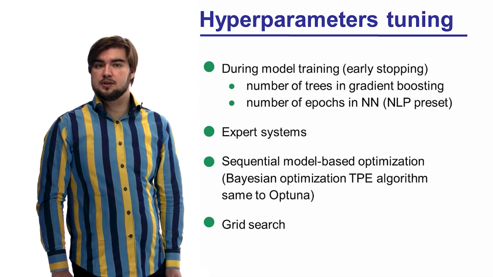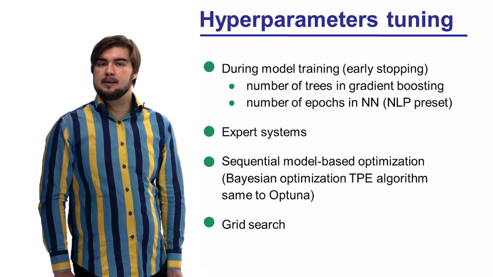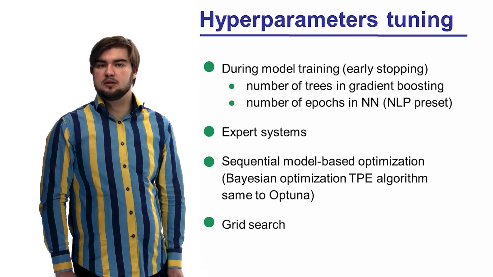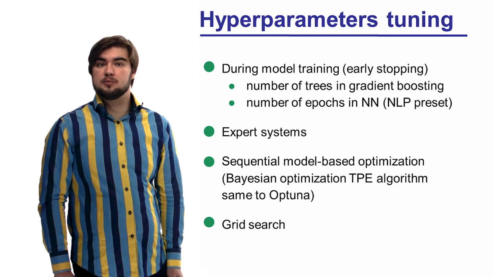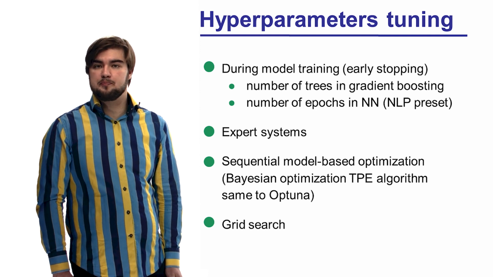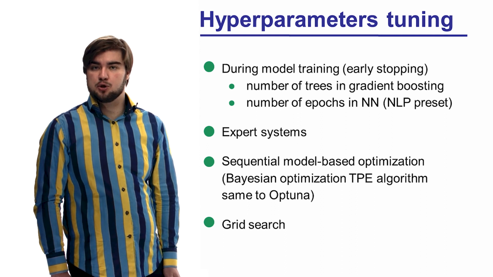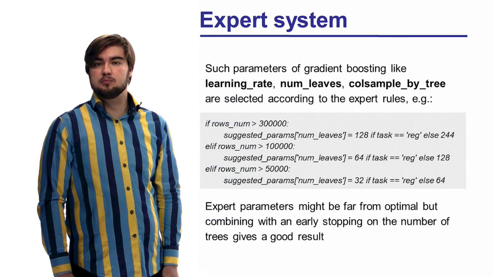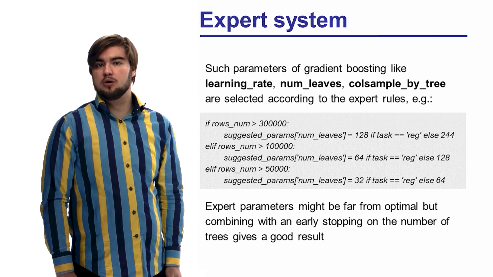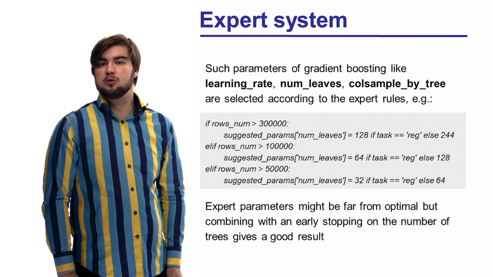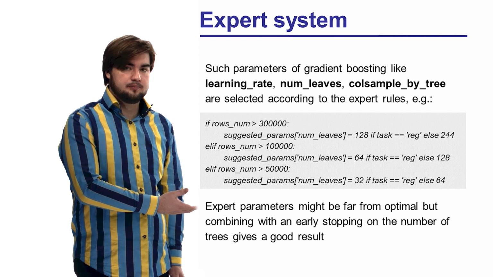The second option is expert systems, consisting of predefined sets of hyperparameters. Some hyperparameters require more intensive search, and thus sequential model-based optimization is used. This algorithm is an example of Bayesian optimization, similar to the Optuna library. Finally, some hyperparameters can be effectively fitted with the grid search. Such parameters of gradient boosting, like learning rate or number of leaves, are selected according to some expert rules. An example of such is presented on the slide.